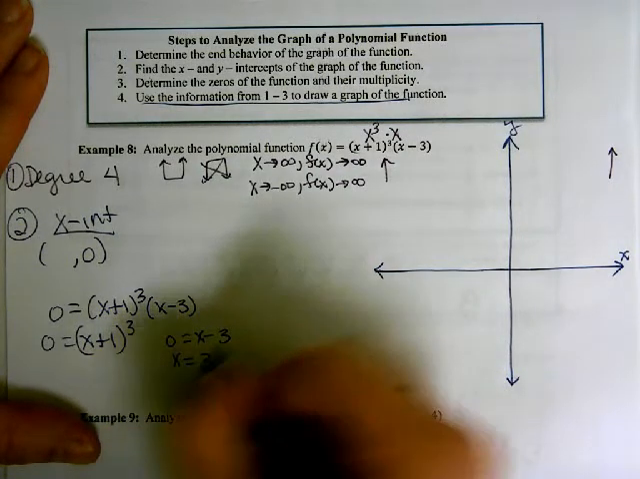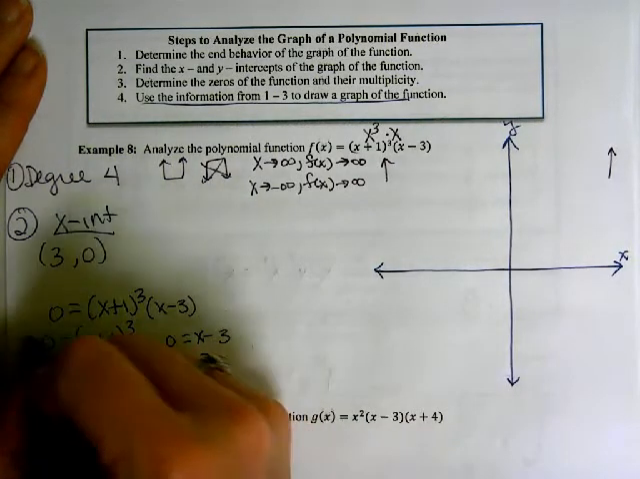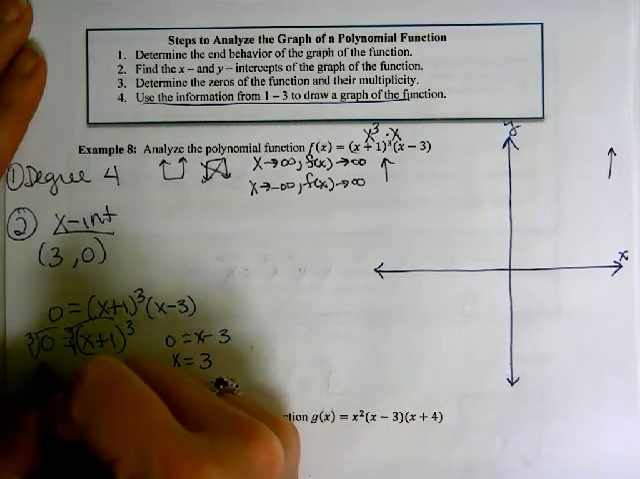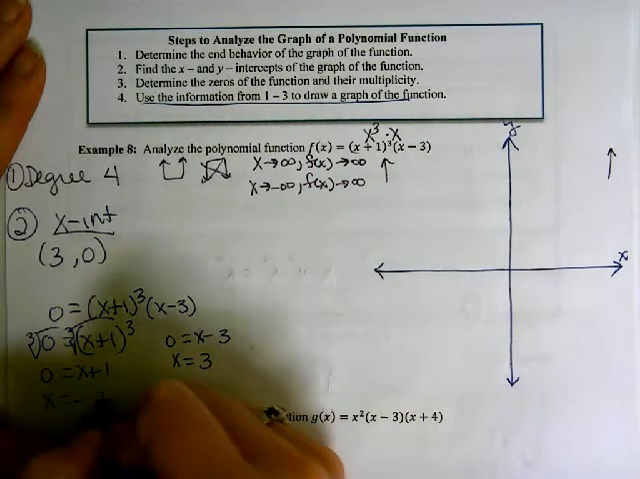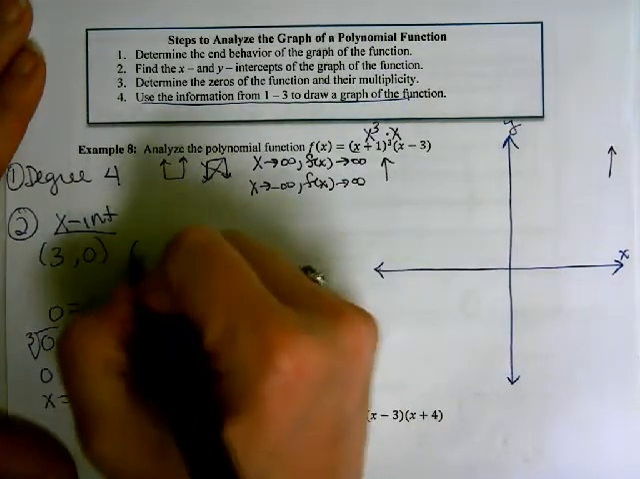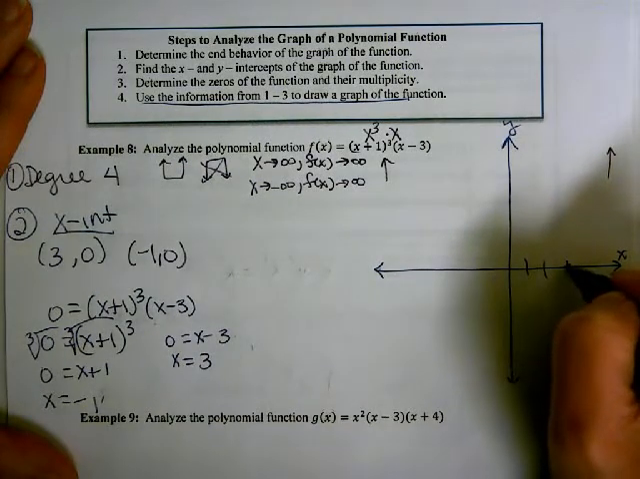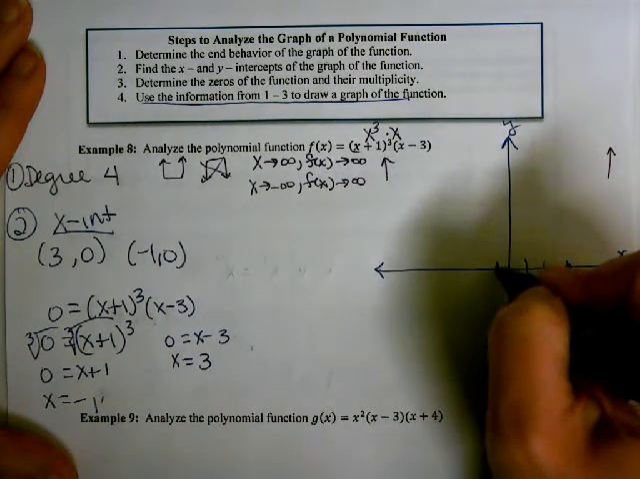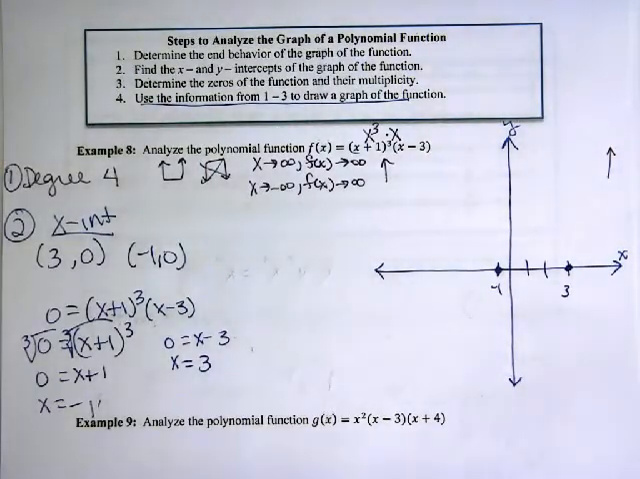Here's an easy one. x equals 3, so there's my first x-intercept. For this one, I need to take the cube root of both sides. The cube root of 0 is 0. So x plus 1 equals 0, and x equals negative 1. Here's your other x-intercept: negative 1, 0. 1, 2, 3, boom, and a negative 1 here. All right, so I've got my x-intercepts.